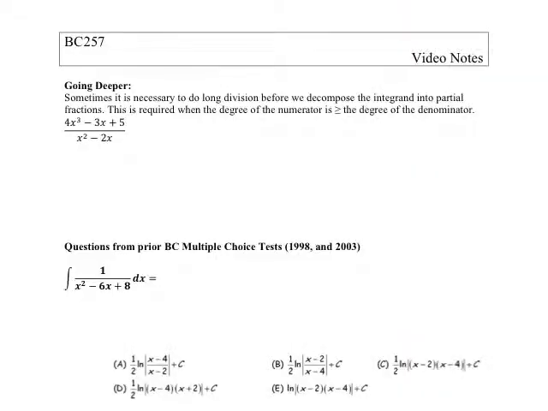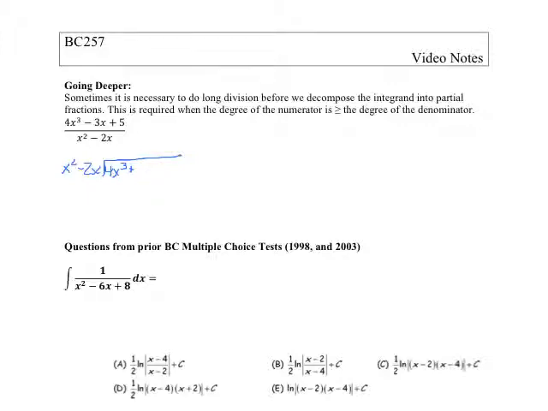So because the power in the numerator is equal to or greater than the power in the denominator, we're going to have to do long division of polynomials first. And if you wish to use synthetic division, you can do that as well. So either long division or synthetic division. Let's set this up. x² - 2x going into 4x³ - 3x. Oops. Got to remember to include our missing degrees.